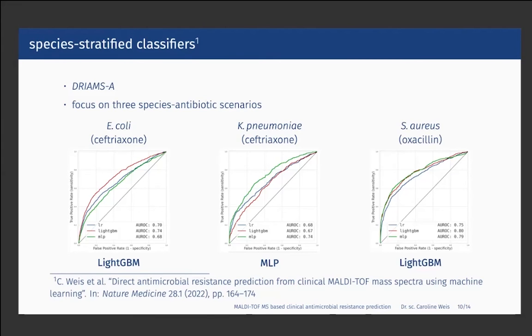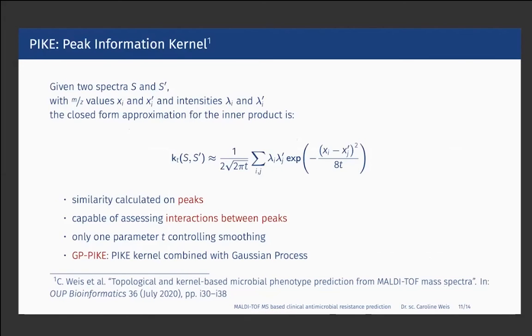So in the next part, we move on quite a bit from the previous part, looking into developing new methods that leverage certain properties of MALDI-TOF mass spectra. For this, we developed a new kernel specifically designed to fit the properties of MALDI-TOF mass spectra, which we named PIKE, the peak information kernel.